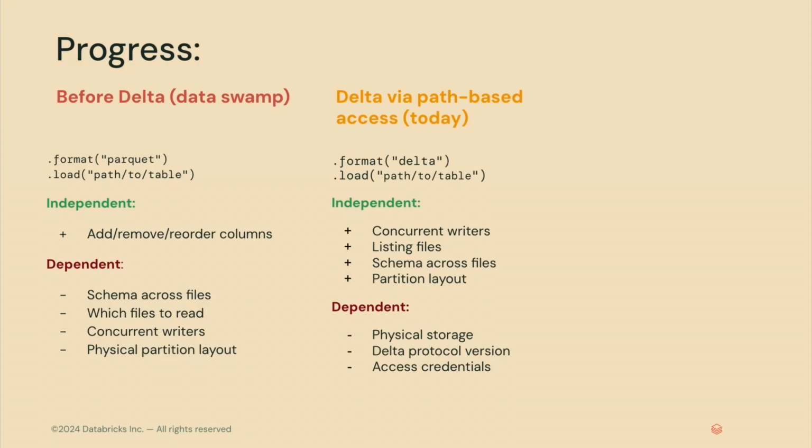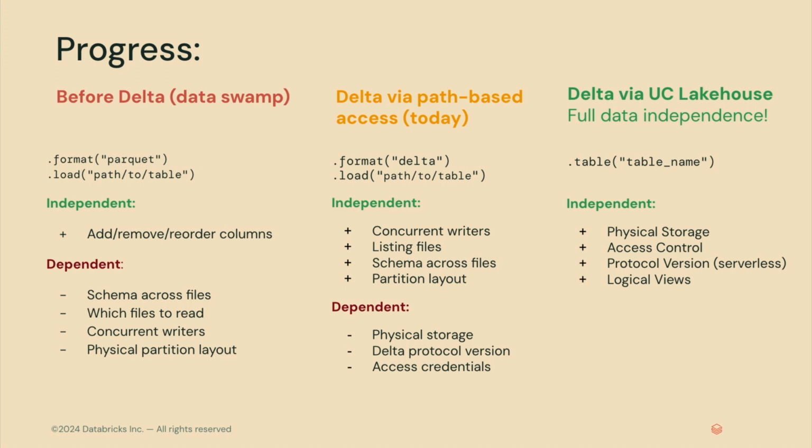Those are some of the challenges with path-based access to Delta tables, and it motivates why we want to achieve full data independence in the lakehouse. And the way we do this is that instead of hard-coding static paths to tables, you go through an open catalog. The catalog directs clients at runtime to the correct locations, and you get full data independence.